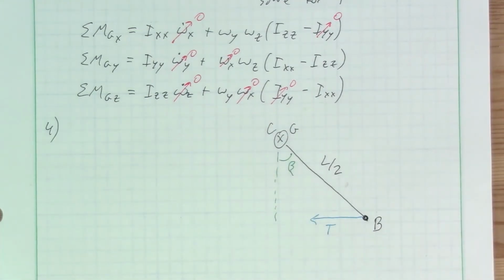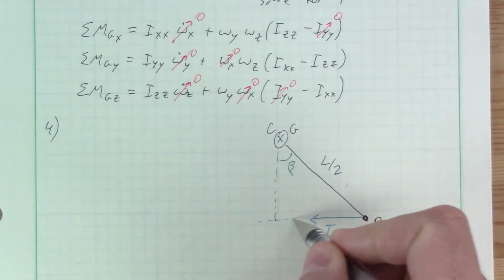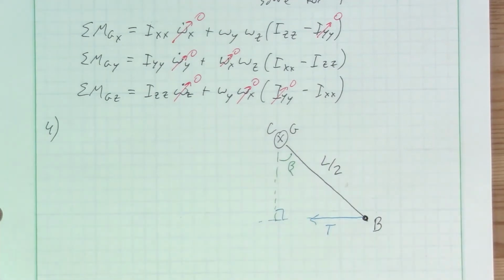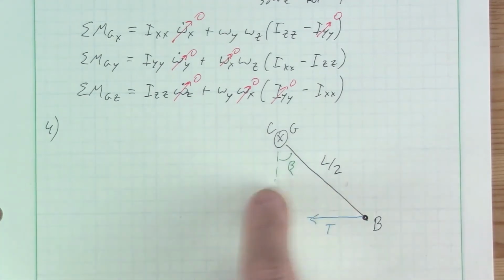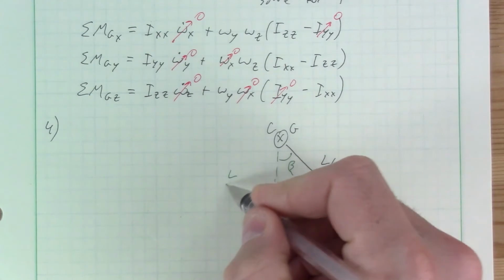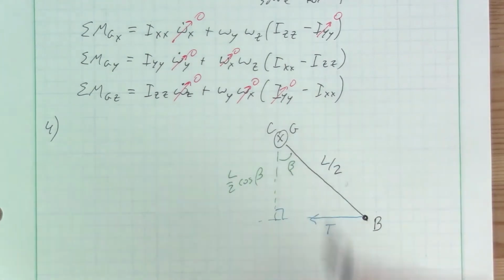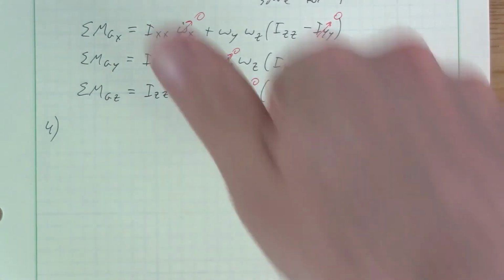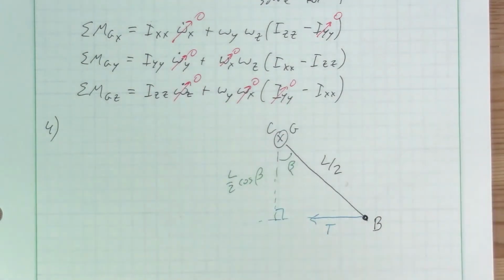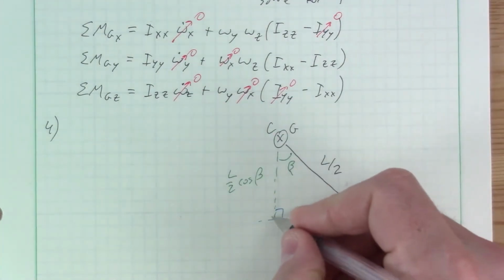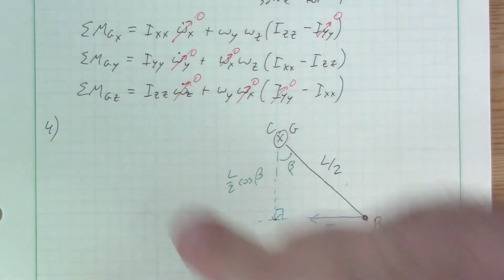And this is L over 2, half of the length from C to B. So to do our cross product, we need to know the perpendicular distance to the line of action of the force, which is this distance here, so that's going to be L over 2 times cosine beta. And so the cross product is L over 2 cosine beta, which is that position vector there, wrapped into the T direction.